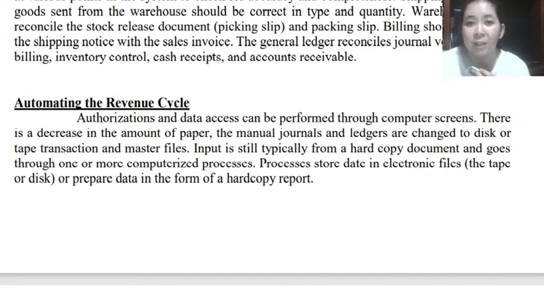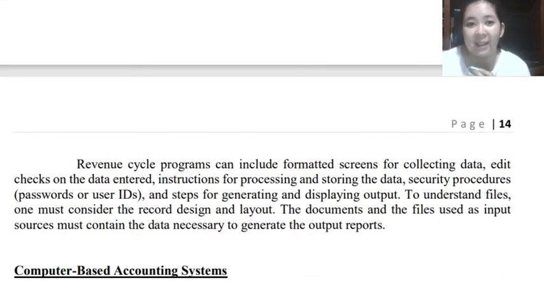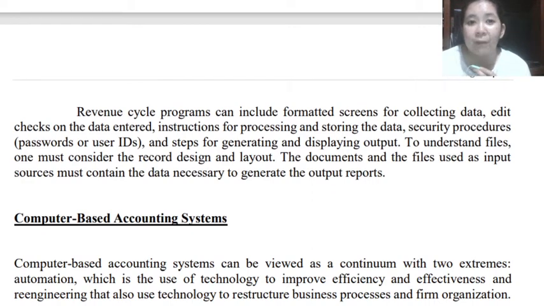So here the process stores data in electronic files, the tape or disk, or these are prepared data in the form of a hard copy report later on. So here, revenue cycle programs can also include formatted screens for collecting the data, to edit, check, or to enter the data, for instruction, for processing, for storing the data, even for security procedures using passwords or user IDs. Okay, and of course, the steps for generating and displaying the output should be controlled and maintained.